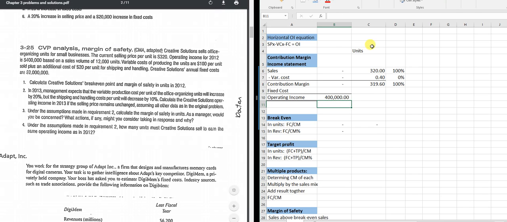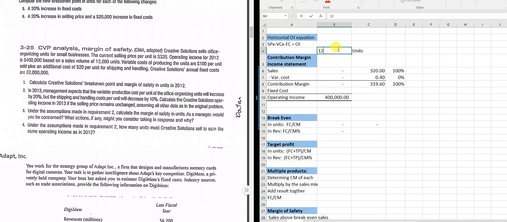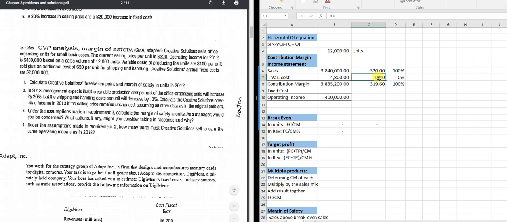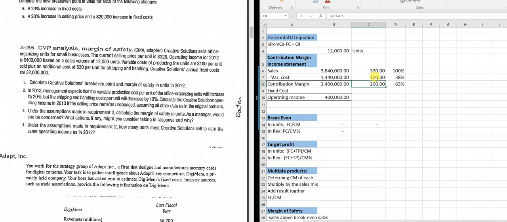Based on a sales volume of 12,000 units. Variable costs of producing the units are $100 per unit, plus an additional cost of $20 per unit for shipping and handling. So that's also a variable cost. So I have 120. Their annual fixed costs are $2 million. Notice that the problem didn't really need to tell us fixed costs or operating income. I could have figured that out.